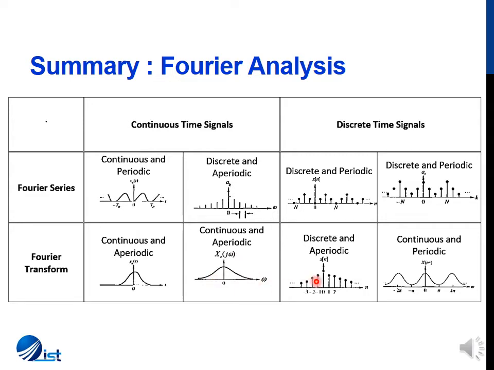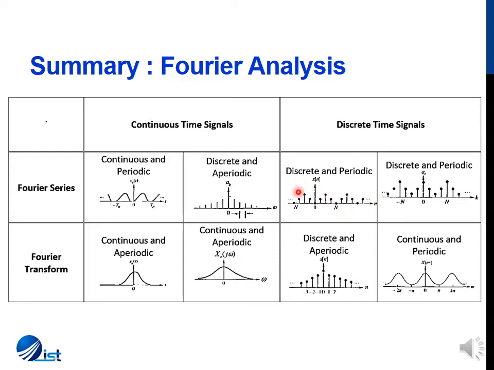For a discrete time signal, if the signal is aperiodic, the spectrum is continuous and periodic. So the spectrum for discrete time signals is always periodic because of the periodicity of the complex exponential.